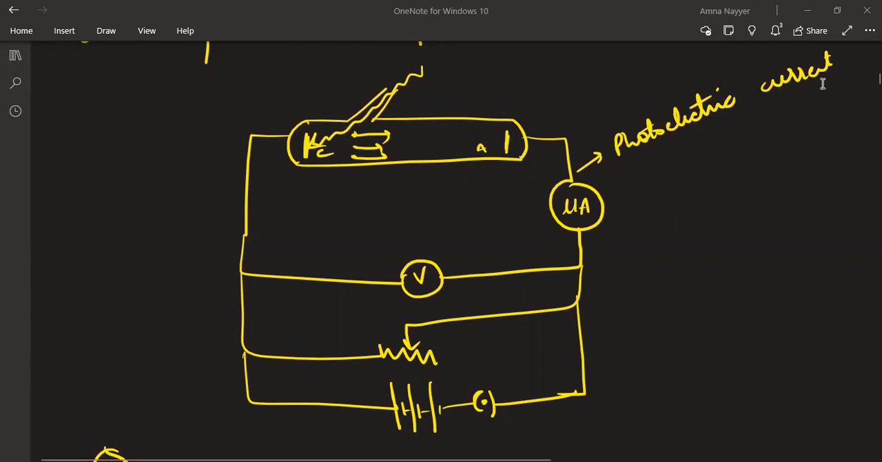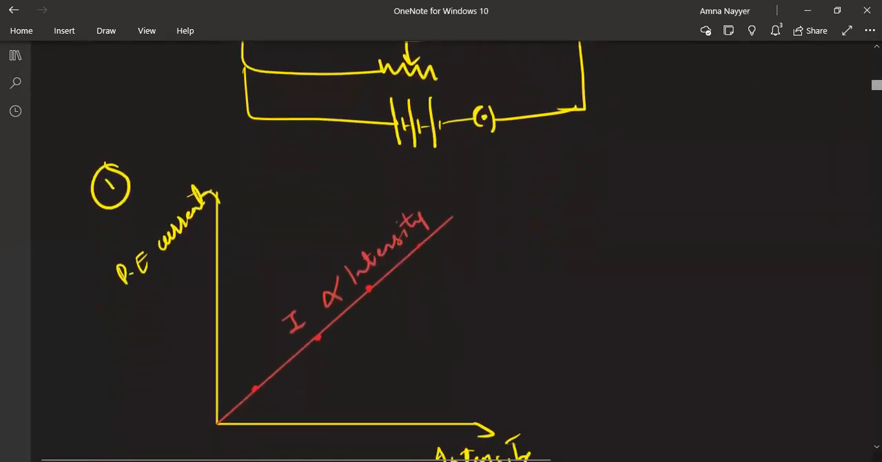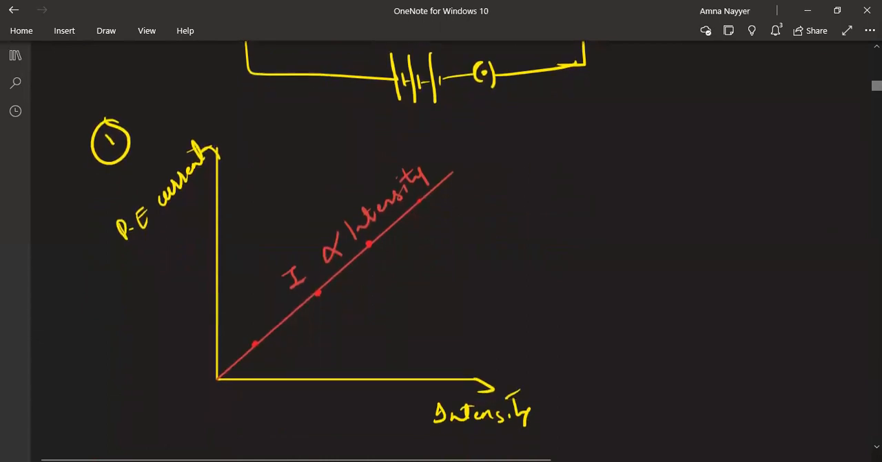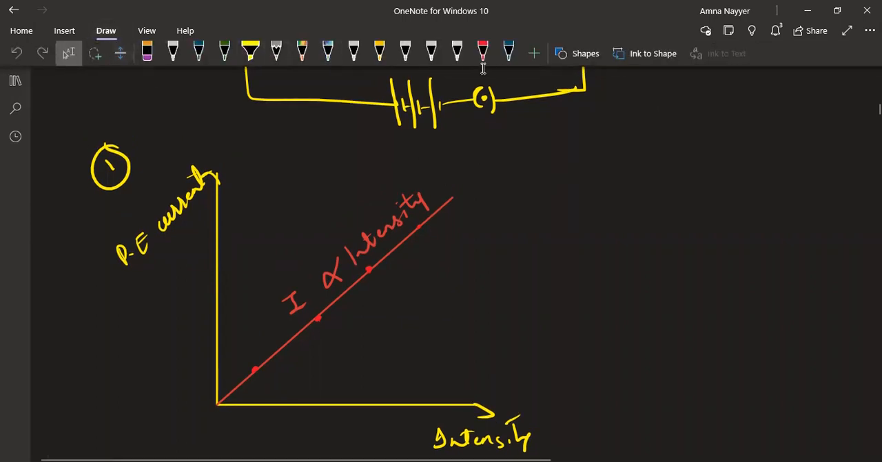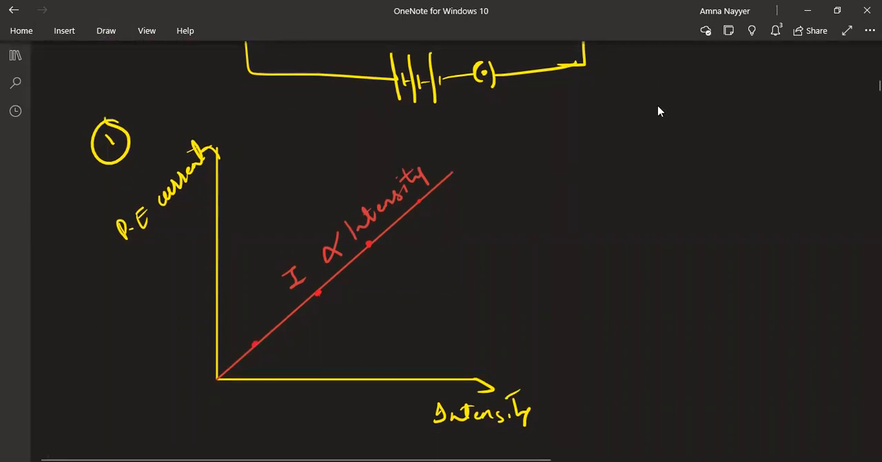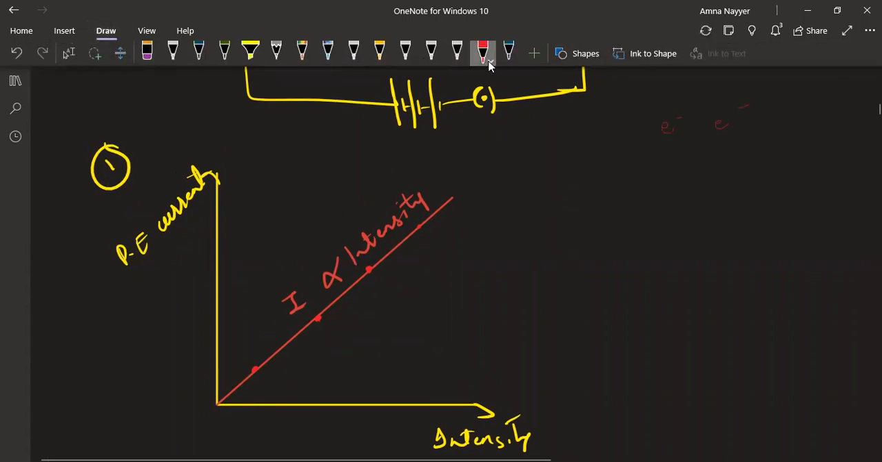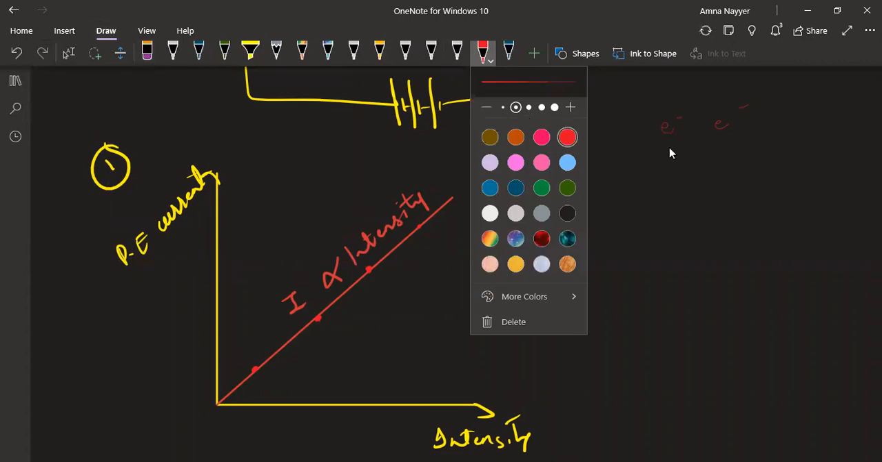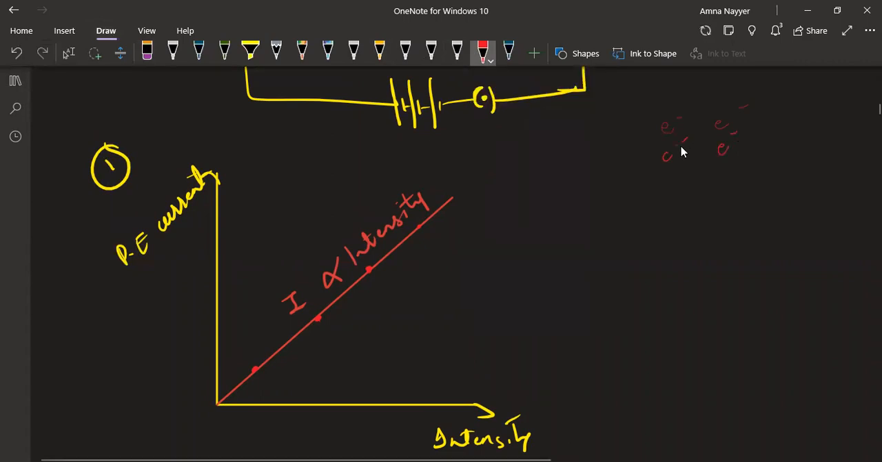Now see, first is the effect of intensity on photoelectric current. Intensity and photoelectric current are directly proportional to each other. This means as you increase the intensity, the number of photoelectrons, the number of electrons, also keeps on getting ejected.